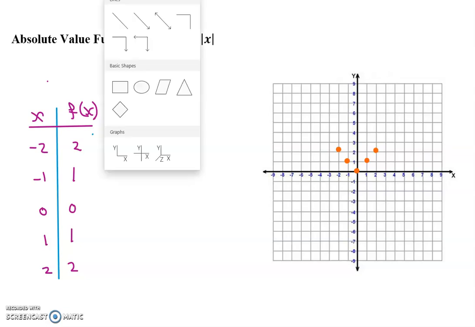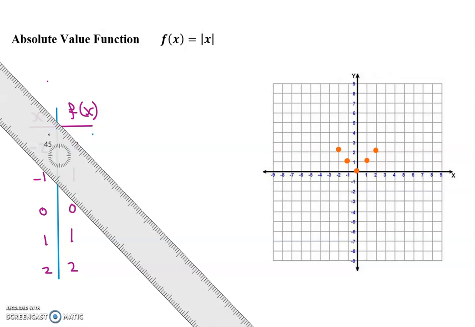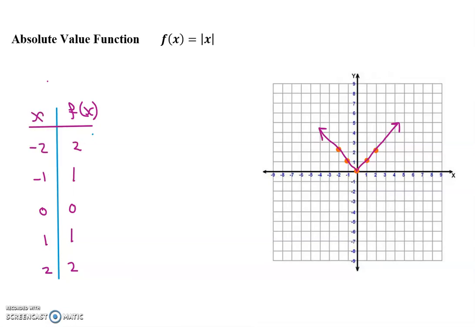And then you match between them, and this time you have to use a ruler for that. So I'm going to try my best. I'm going to stop here because it's really difficult without a ruler. It's like a V shape. Now, by looking at this V shape, the domain, as you can see, is all real numbers. And when it comes to the range, it's starting from 0 to infinity, as you can see.